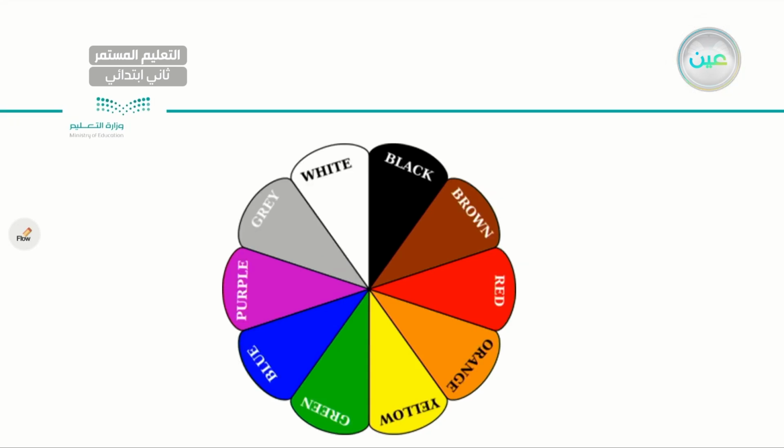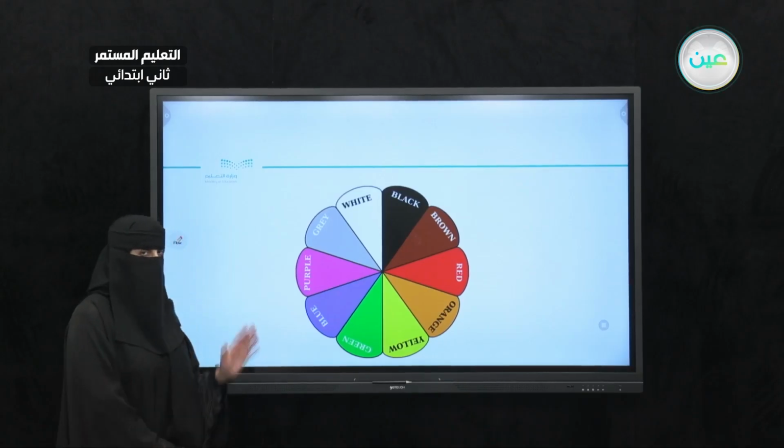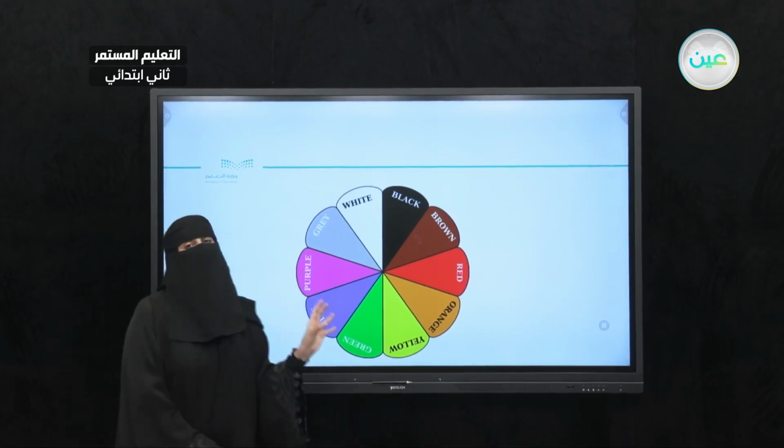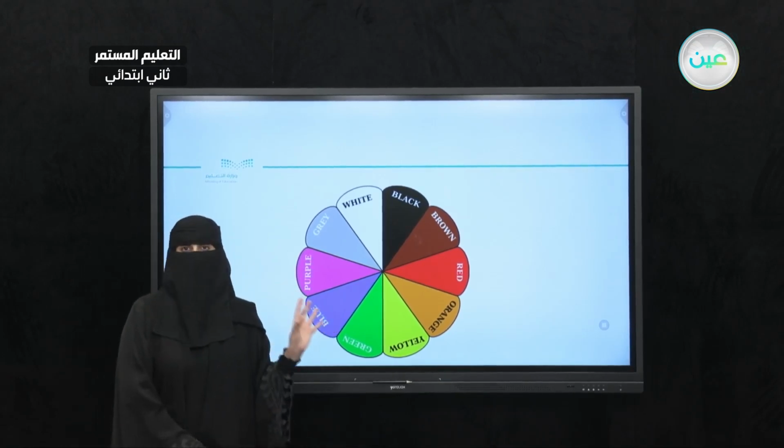Now, here are the names of the colors. Double check if you named them correctly. Let's start with black, brown, red, orange, yellow, green, blue, purple, gray, and white. So here I have different kinds of colors. Okay, so now we revise some of the colors that we already know from the previous year.